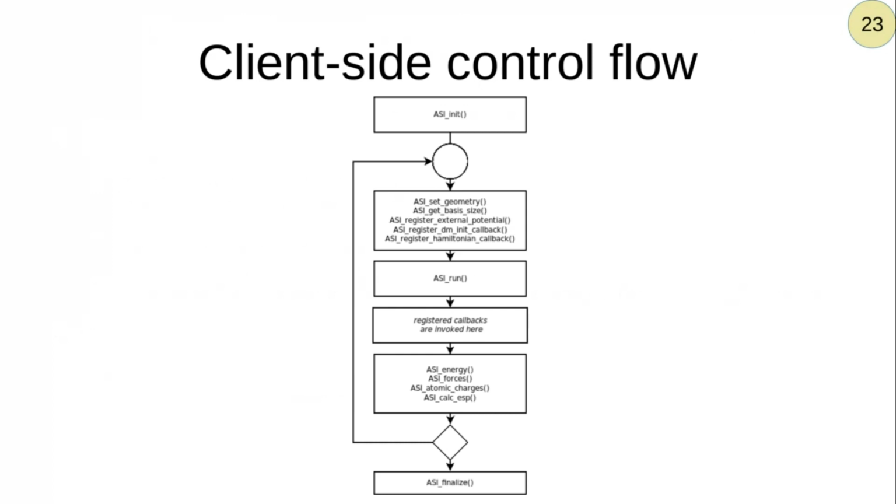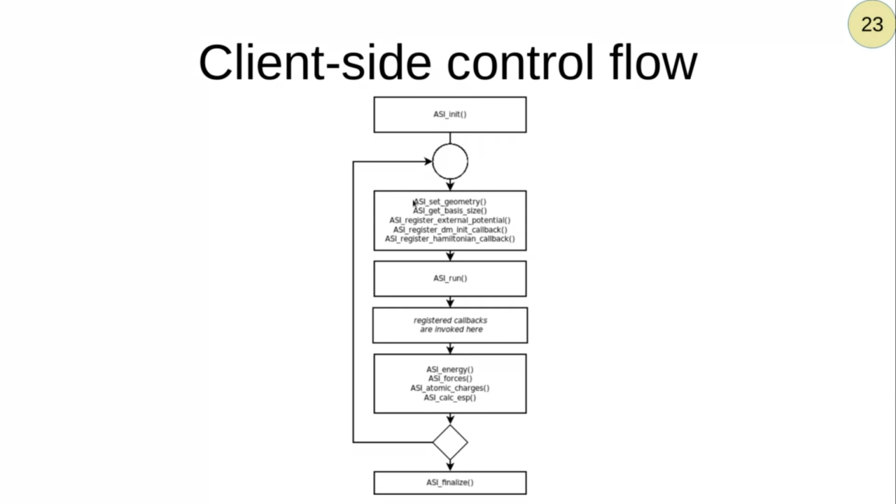So the general control flow of the client-side code, that is the code that uses ASI implementing DFT code, is the following. You load somewhere the ASI implementing library as a shared object, then invoke the ASI init functions, and after that you can repeatedly, depending on the particular workflow, run a loop. There are no suggestions about the loop conditions; it depends on the workflow.